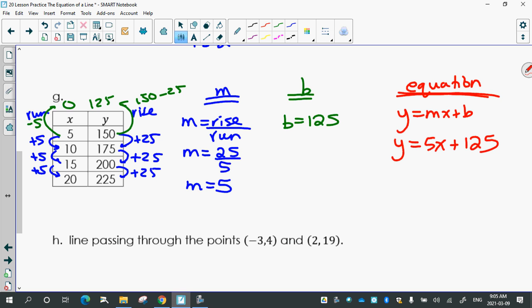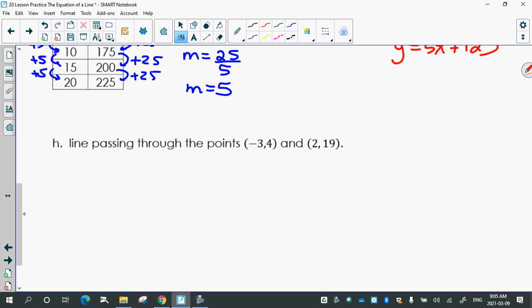Perfect. Okay, so we've done getting the equation from a graph, getting the equation from a table. Now we're doing getting the equation given 2 points. Put a little star beside this one. It's a bit trickier. What do we know we can get if we're given 2 points? Yep. The rate of change. The rate of change or the slope. So I can use the slope formula to get the slope. Is everybody good with that?